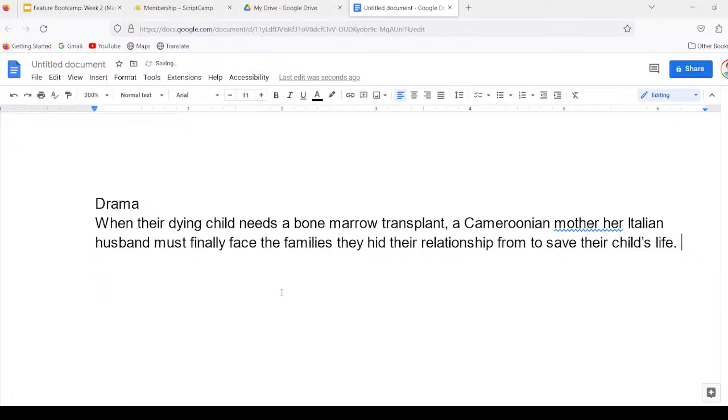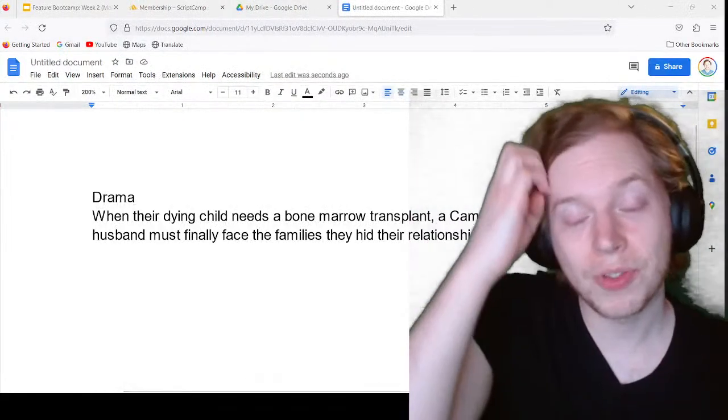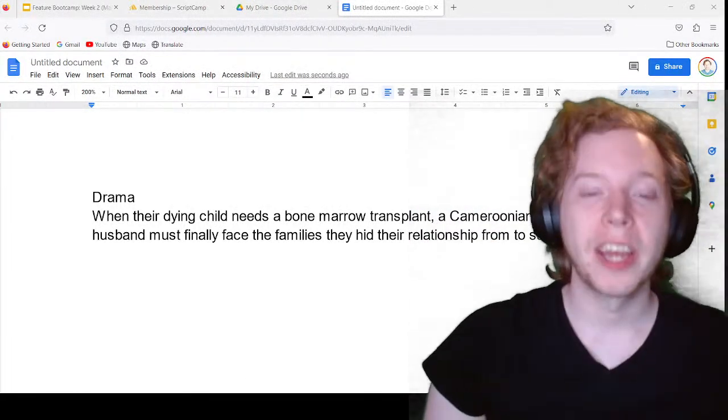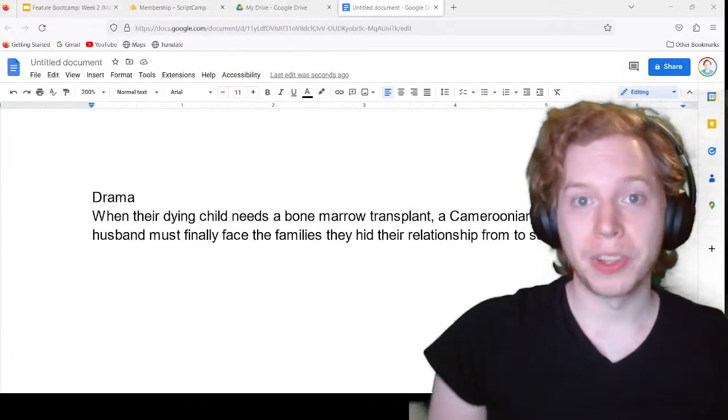The first thing is, remember, we have to stick with the main character. So is the mom the main character, or is the dad? I guess that would be the mom. Initially I was thinking the dying child, but I guess they couldn't be the main character because they're dying. Right, we're looking for the most active character, and a dying child is not going to be able to really do any of this work.